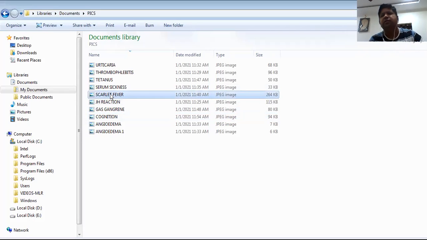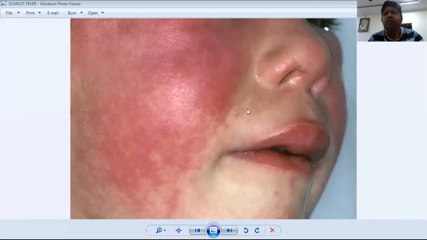Yeah, you can see. I think this is not visible. Are you observing this portion especially? So this is what we call a red colored rash. This is one of the significant symptoms of scarlet fever.